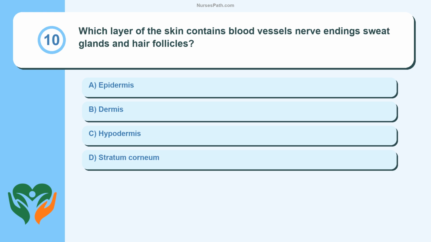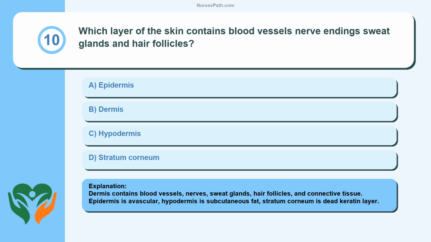Question 10. Which layer of the skin contains blood vessels, nerve endings, sweat glands, and hair follicles? Epidermis, dermis, hypodermis, stratum corneum. Dermis contains blood vessels, nerves, sweat glands, hair follicles, and connective tissue. Epidermis is avascular, hypodermis is subcutaneous fat, stratum corneum is the dead keratin layer.